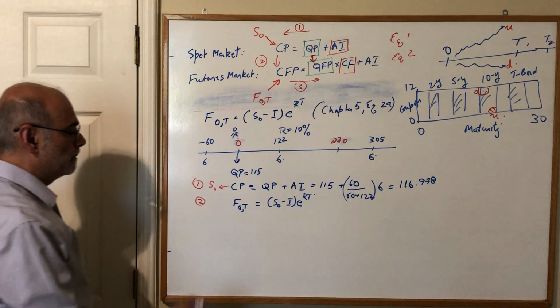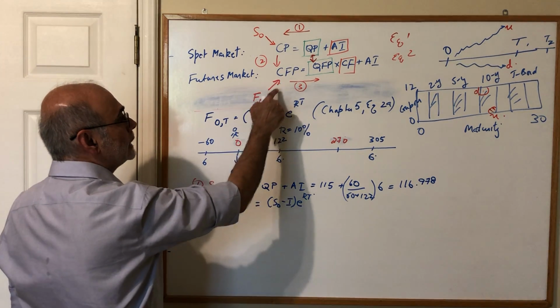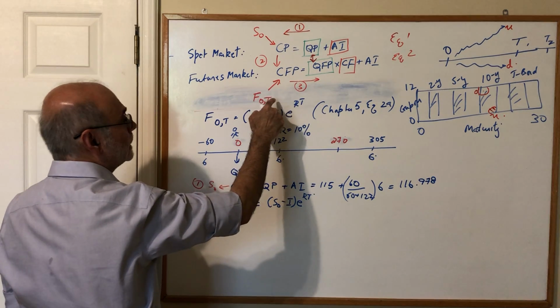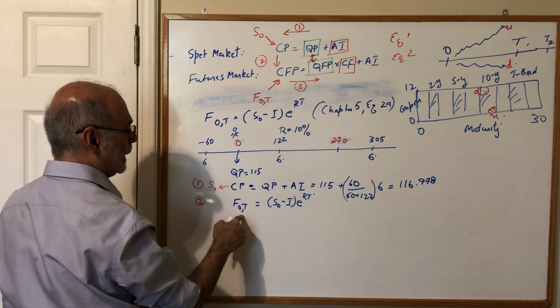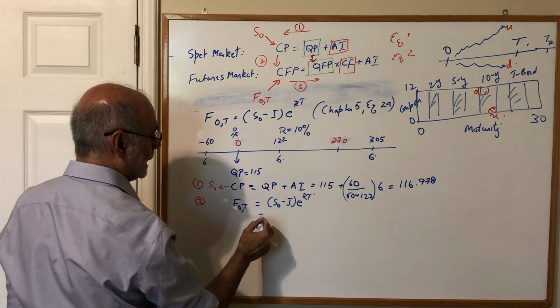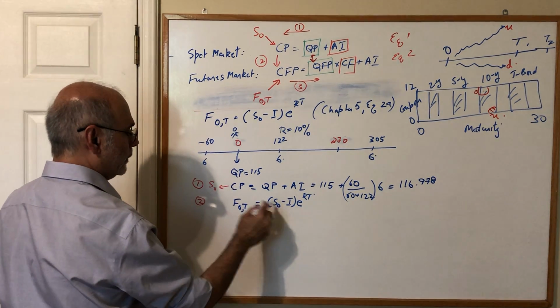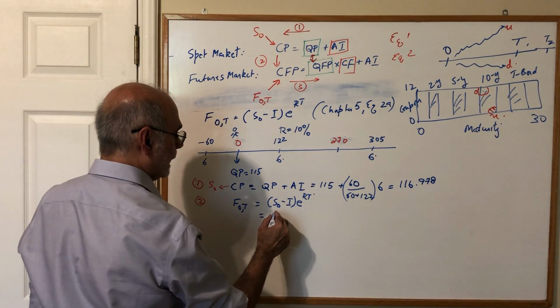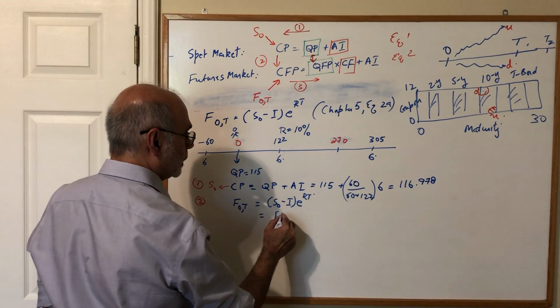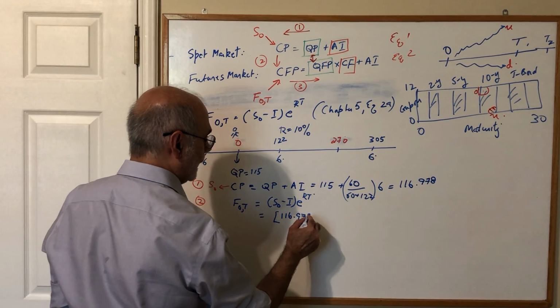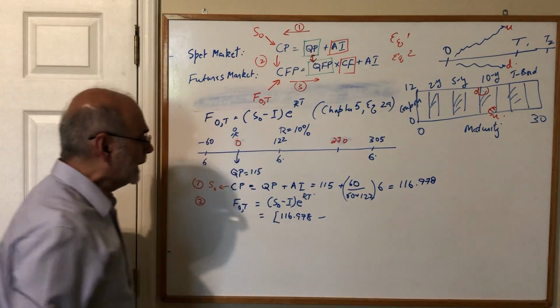Look at what I want. I want the cash futures price. I want to calculate this in the second step. So the left-hand side is what I want, which means I have to evaluate everything on the right-hand side. What is S0? I just calculated S0 in the previous step. That's 116.978. And what is I?